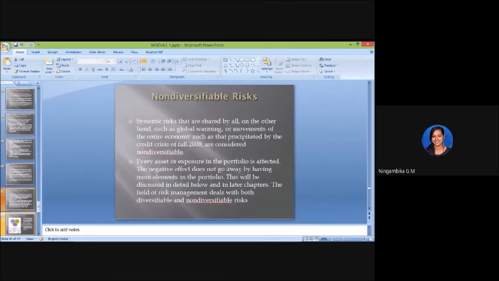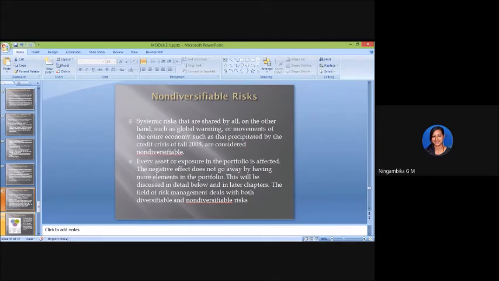Coming to the next one, non-diversifiable risk. These are systematic risks that are shared by all, such as global warming. On the other hand, these risks cannot be diversified away, because they are shared by all due to global warming. Every asset or exposure in the portfolio is affected. Not only a particular business, but every person is exposed.